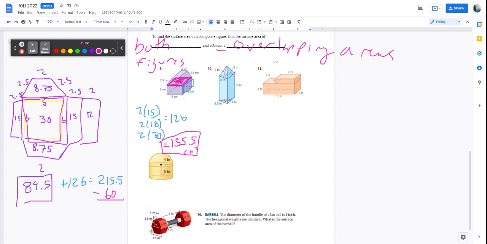This is probably the hardest one in here, the trapezoidal prism. So that's that. Hopefully that gives you an example. I think the easiest thing to do is find the surface area of both figures, then subtract 2 of the overlapping areas. So we subtract 2 of the 30s, subtract 60, and we get our final answer there.